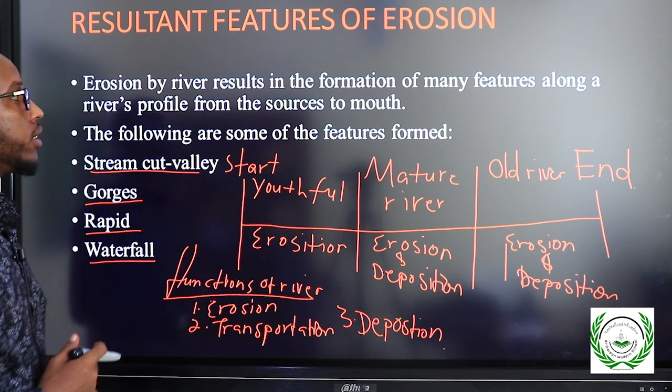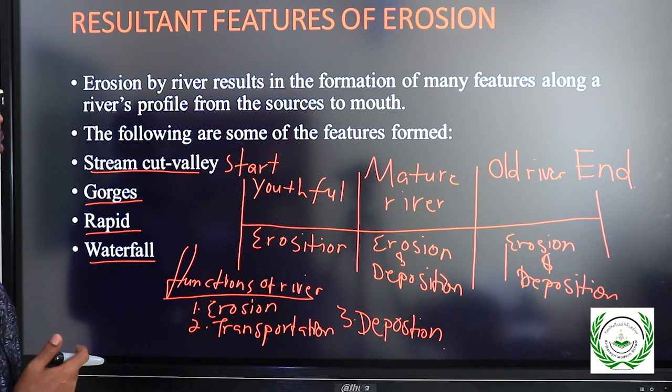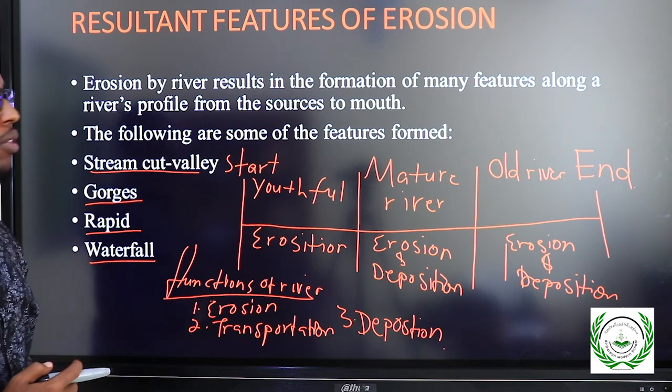Erosion by river results in the formation of many features along the river's profile from the source to mouth.